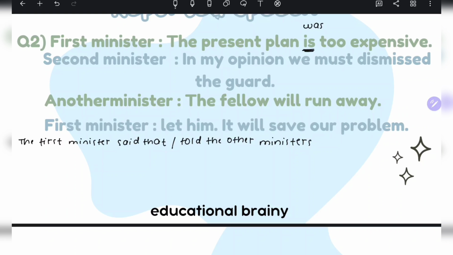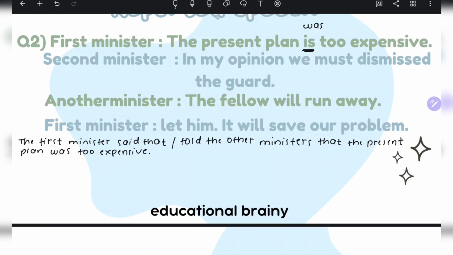Told the other ministers. There are lots of ministers, and he's telling them generally. So you have to write: told the other ministers that the present plan was too expensive. Now he's just gently talking to all ministers, but other ministers are replying. The second minister is replying, some other minister is replying, and again the first minister is replying.